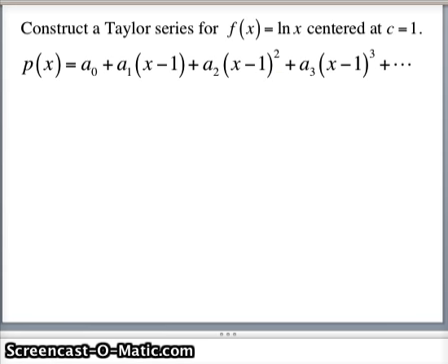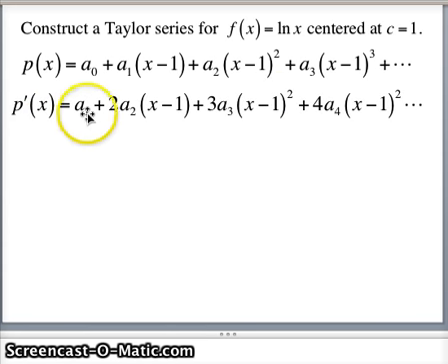So there is my p of x. P prime of x is what? The derivative of a naught is 0. That goes away. This, of course, is 1 times a1. The derivative of a2 times (x minus 1) squared is 2a2 times (x minus 1). The derivative of x minus 1 is just 1. The derivative of this piece, 3a3 times (x minus 1) squared times 1, etc. So if I plug 1 in, gone, gone, gone. P prime of 1 is just a1, so keep that in mind.